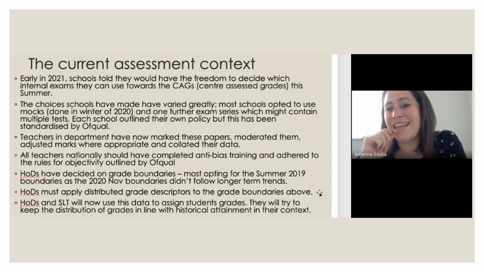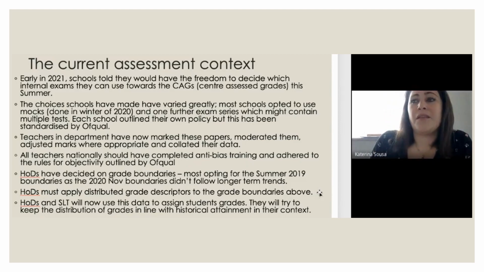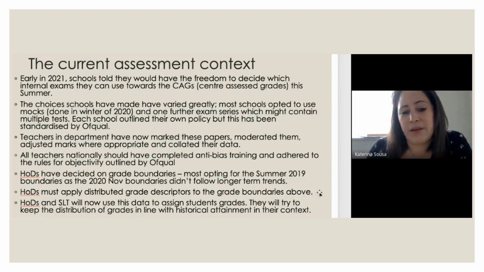The last thing that I wanted to add here, another measure that's been put in place, is that every teacher had to complete some anti-bias training, and they had to adhere to the rules that outline objectivity and how to prevent bias as much as possible. This is because we're marking kids that we know. Traditionally, an examiner in one part of the country would be marking exams from a whole different part of the country. So what sort of things can we put into place to not have that influence our marks? That's been done by everyone.